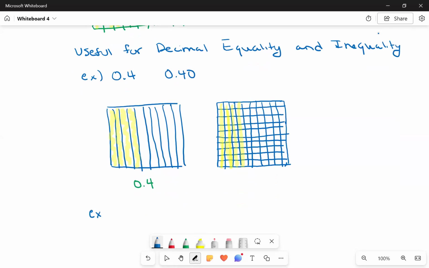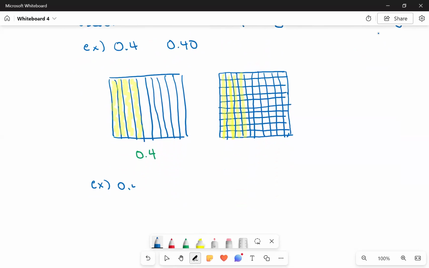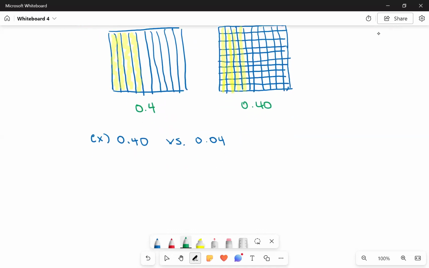Let's look at a fraction inequality one. Shading 0.40, sorry, 0.40 versus 0.04. Okay, so in that case, we'd be drawing 0.40 and comparing it to shading only 4 out of the 100. 40 versus 4.